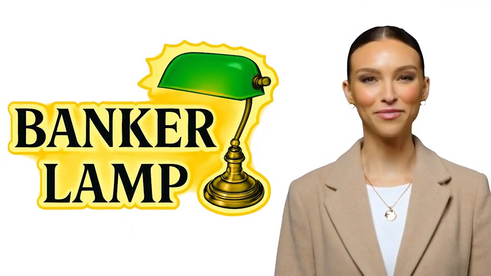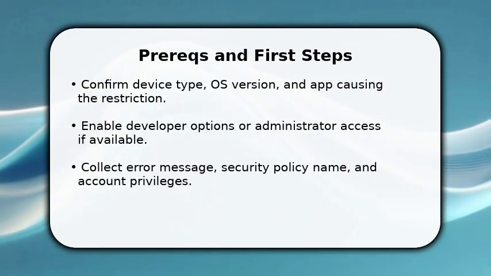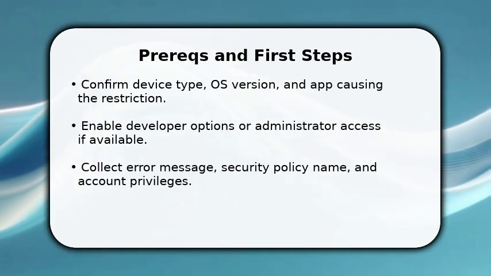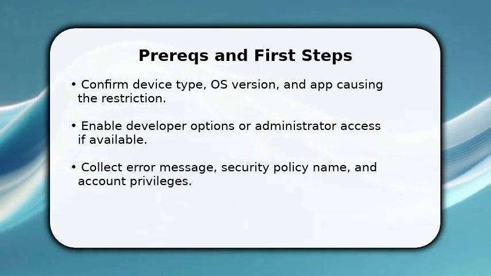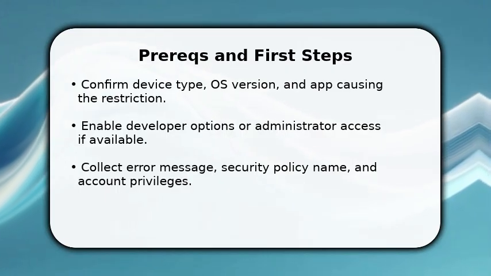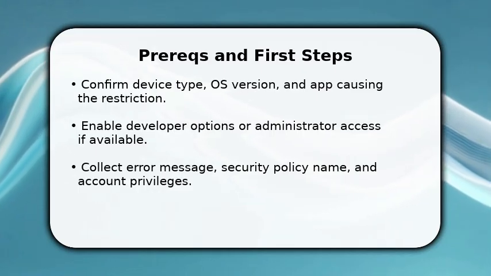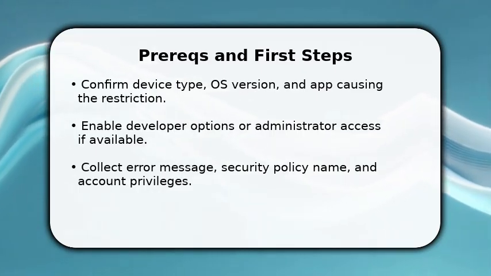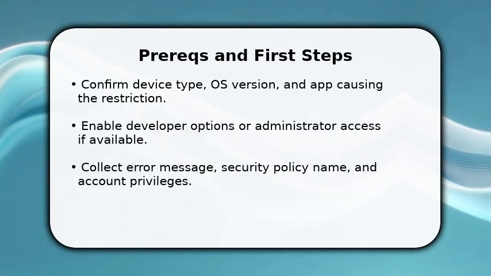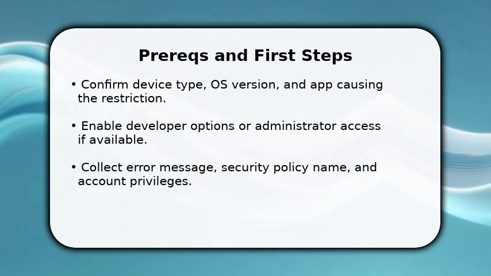Please enjoy the video. You start by confirming the device, OS, and which app blocks screenshots. This narrows options. Next, enable developer options or get admin access so you can inspect policy settings. Use a log capture or read the exact error to identify the security policy name. This tells you whether it is device-wide, app-level, or enterprise-managed.